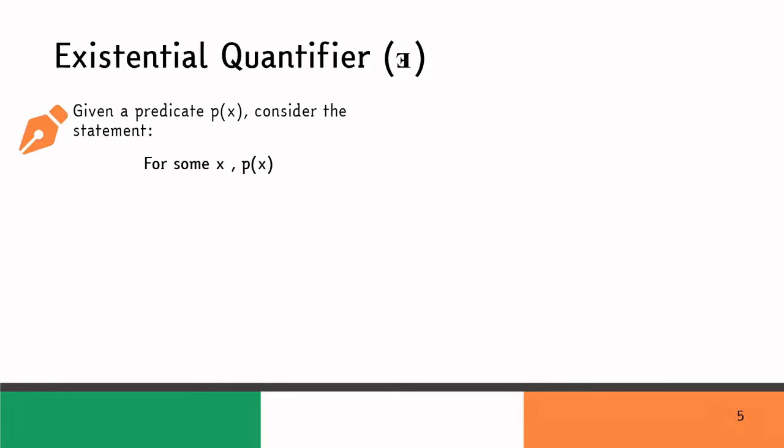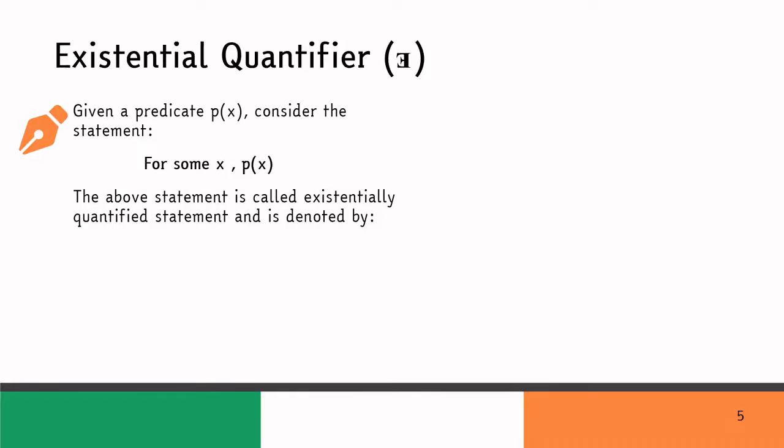Now let us discuss the second one, existential quantifier. As stated before, it is represented by a reversed E symbol. Consider a statement "for some x, p of x." This is called an existentially quantified statement because it means that p of x holds for at least one value of x. It is represented as the expression ∃x p(x).